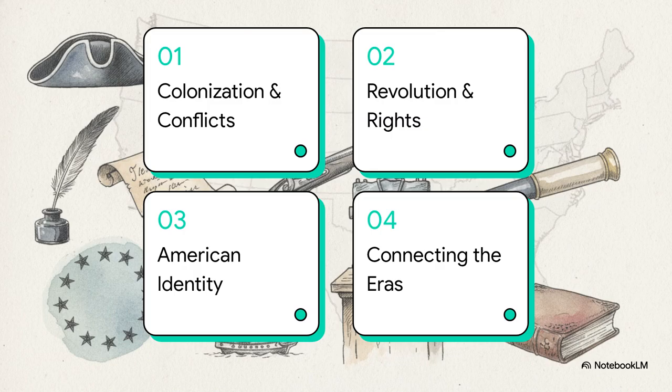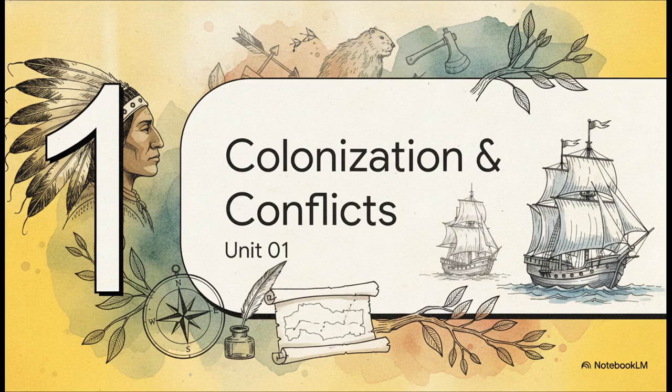Okay, let's dive into this. We'll be breaking this massive blueprint down into 4 parts. First, colonization and early conflicts. Second, revolution and defining rights. Third, forging an American identity. And finally, connecting the historical eras. All right, starting right off with Section 1, colonization and early conflicts. Let's look at Unit 1.